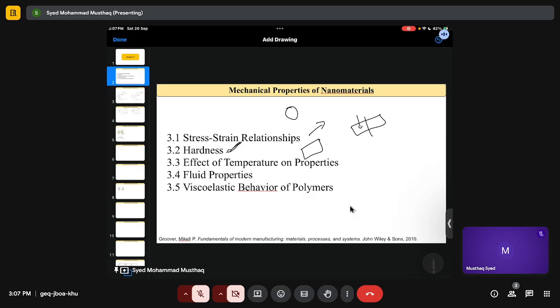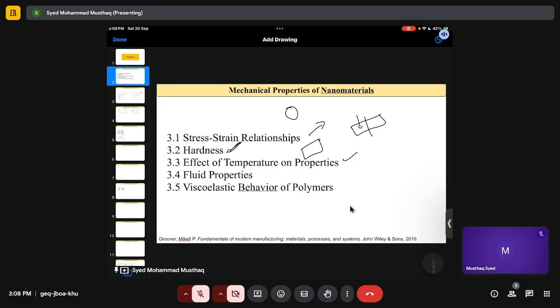And the effect of temperature on properties: how will temperature affect our deformation, right? Temperature is nothing but you are supplying energy, heat energy. For any material to deform, you need to apply some amount of energy, right? If you already have that energy in the form of heat, then there is no need for you to give the extra stress, right?